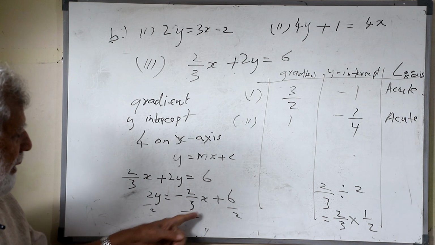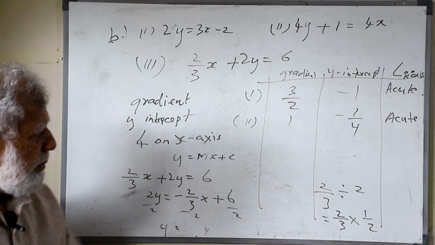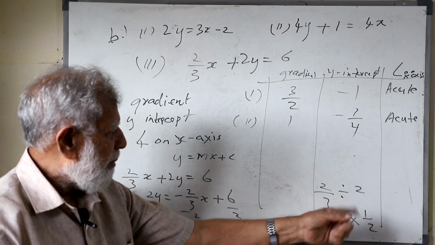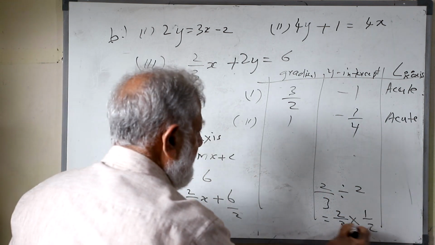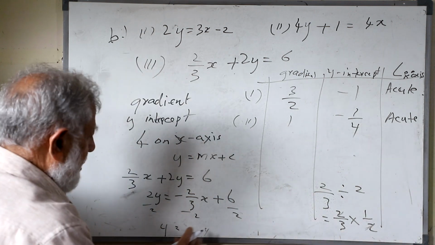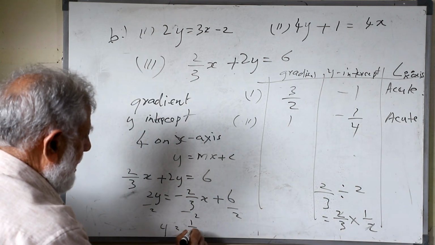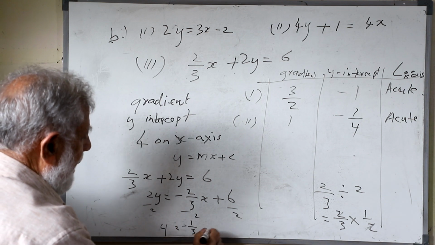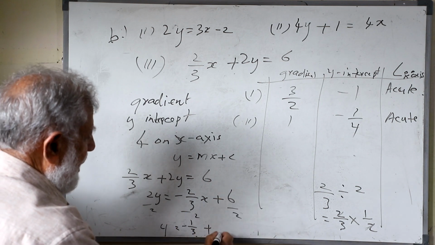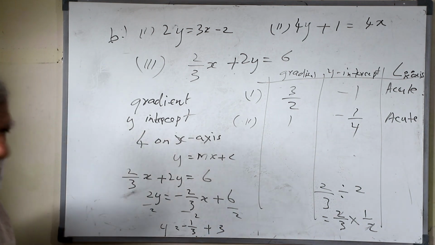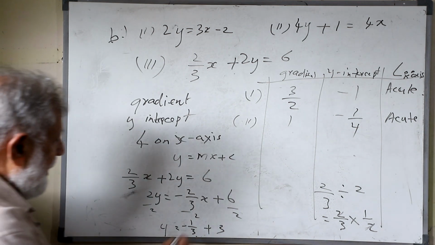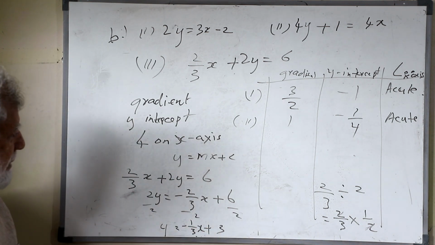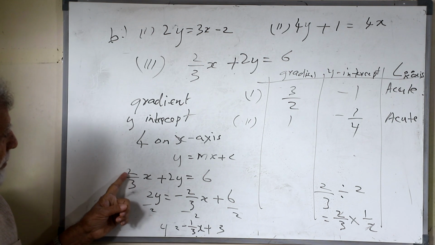So 2/3 is divided by 2. The division becomes multiplication, and 2/1 becomes 1/2. Now here 2 and 2 cancel. So it is equal to 1/3, minus 1/3 x, and plus 6 divided by 2 is equal to 3. So minus 1/3 x. So look how it comes.